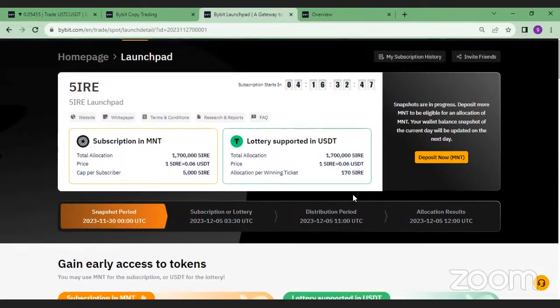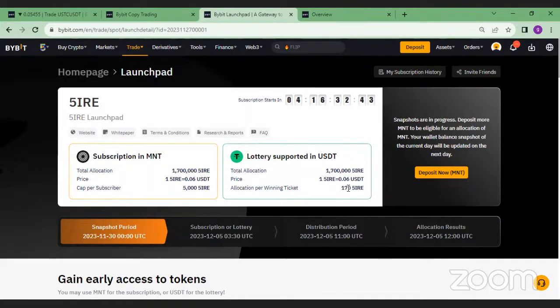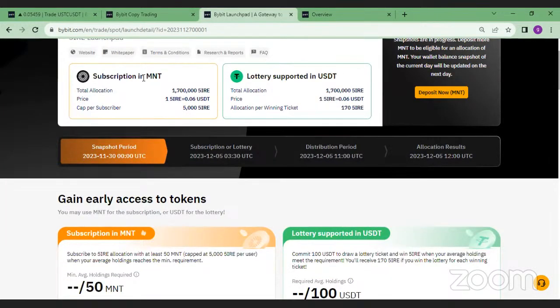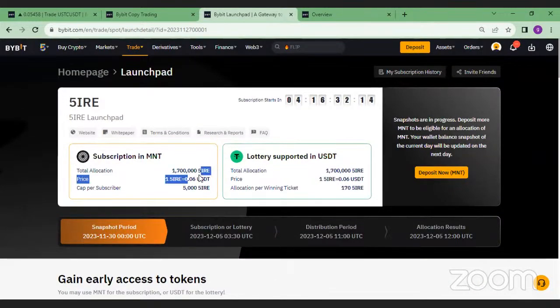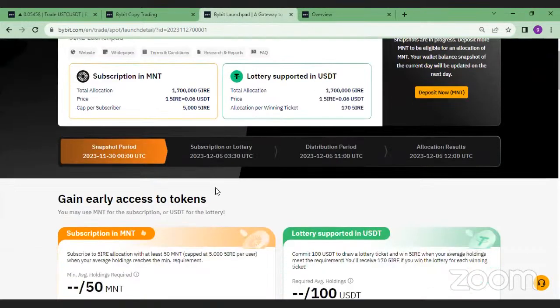Now, remember the last launchpad they did last week? We got it at lower than this, and then that token traded at 40 cents. If you are lucky, and you subscribe with MNT token, the highest you can get is 5,000 of this token. The last one traded at 40 cents. Just imagine that you get 5,000 of this token, you buy it at this price, and eventually it goes to 40 cents and you sell. That is what you stand to benefit when you join Launchpad, okay?